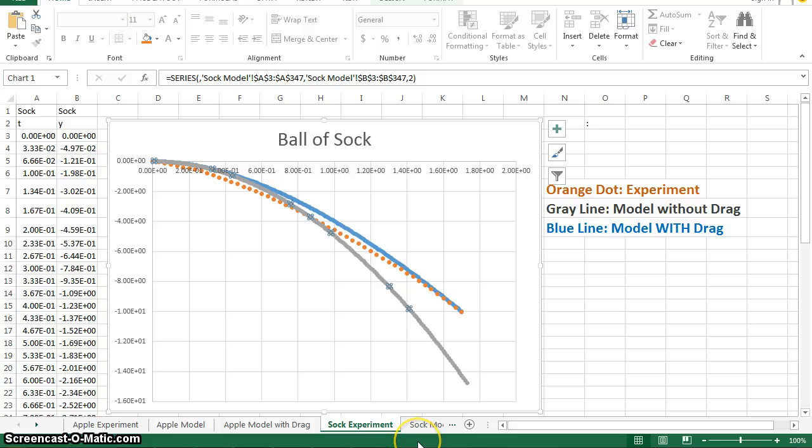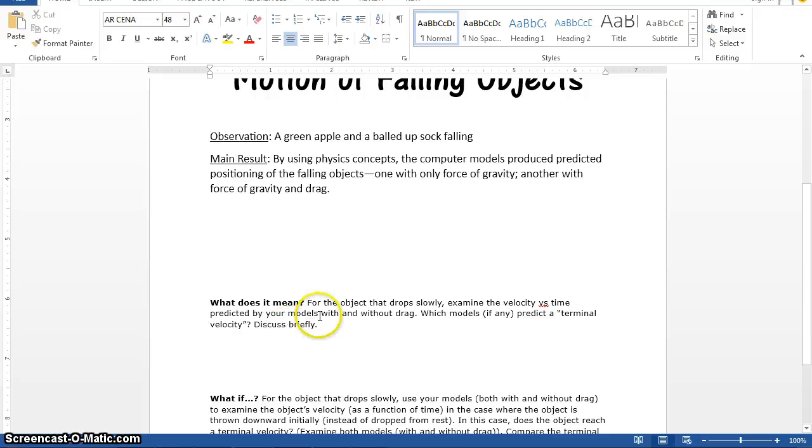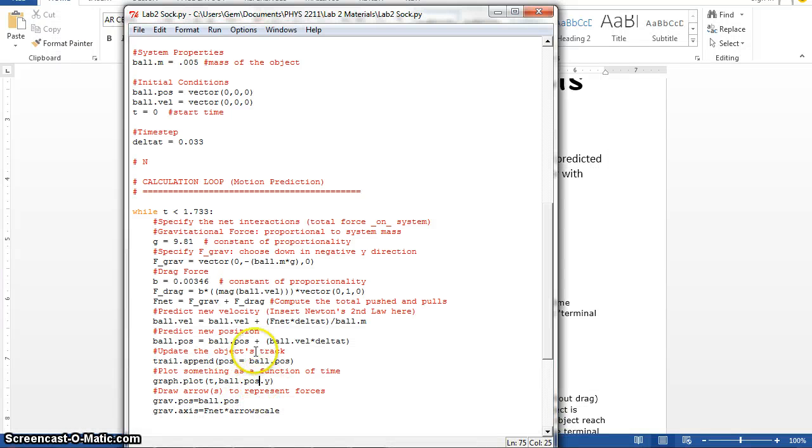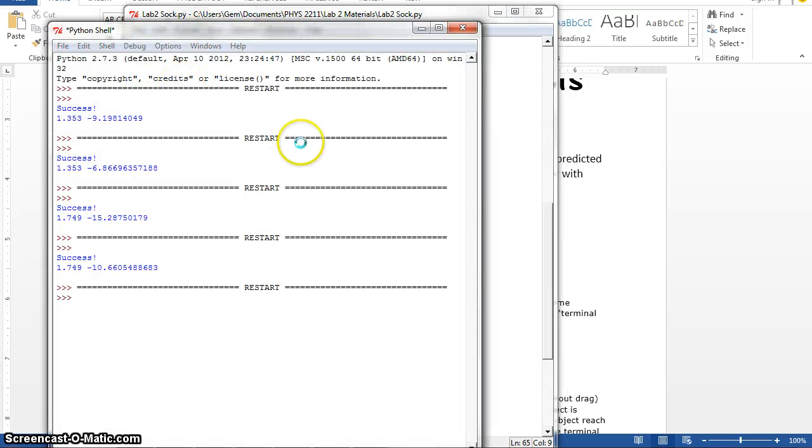And now I'll answer the question, what does it mean? For the object that drops slowly, which is my sock, examine the velocity versus time predicted by the models, with and without drag, and predict the terminal velocity. Okay, so in order to get information about the velocity, I changed this to plot the velocity without drag and with drag. So I'll just run it without drag.